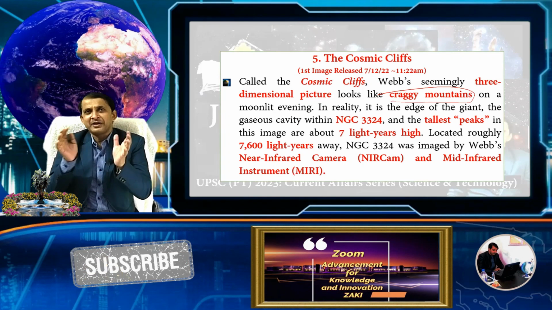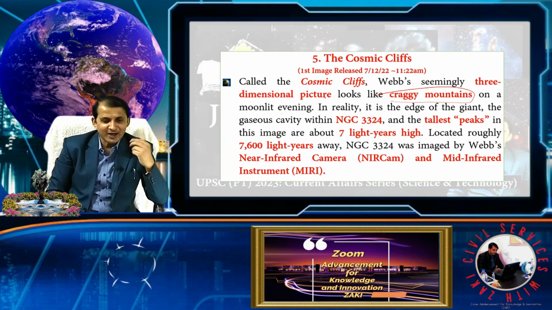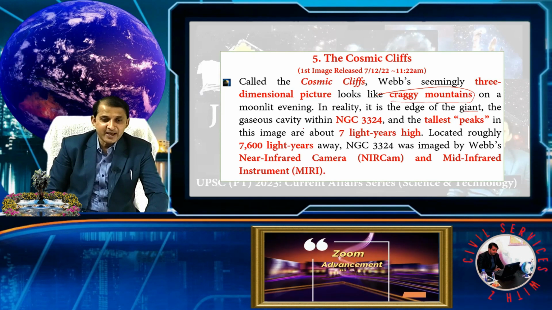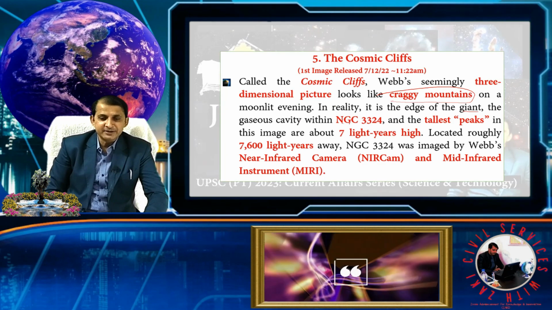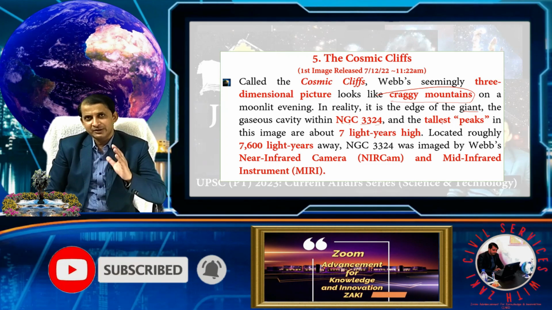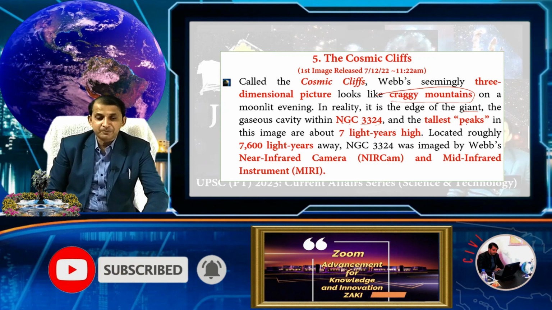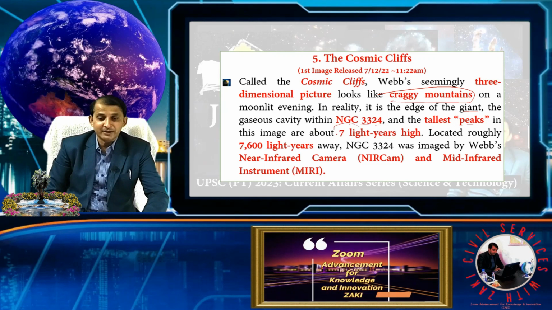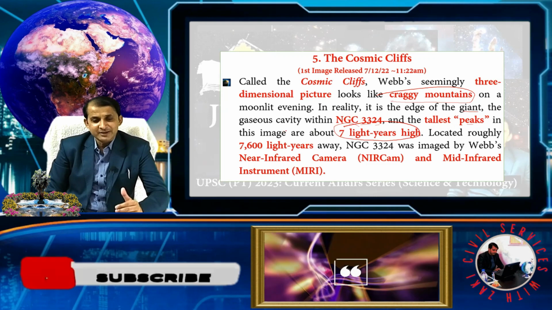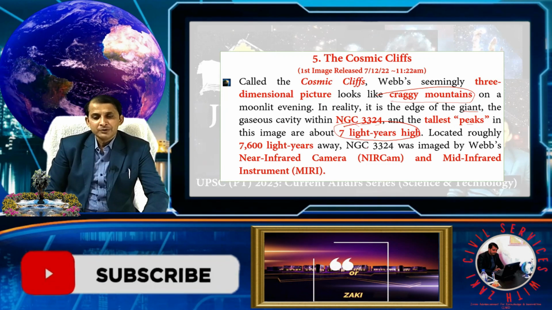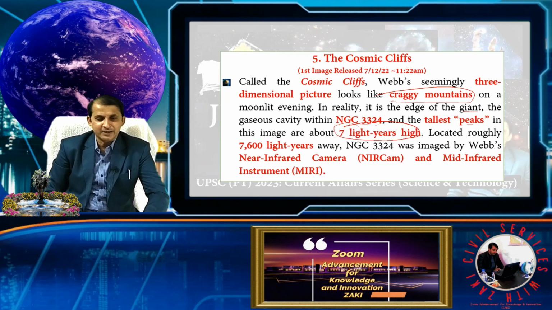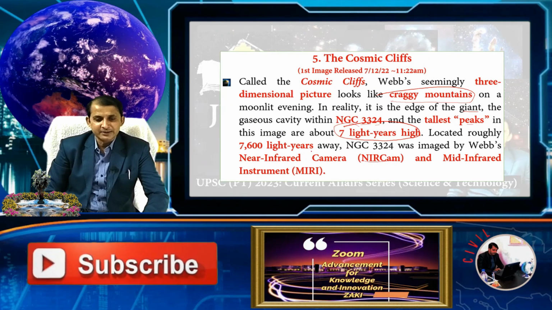It looks like a craggy mountain on a moonlit evening, but in reality it is the edge of a giant gaseous cavity within NGC 3324. In the picture, the tallest peak is about 7 light years high, located roughly 7,600 light years away. It was imaged by Webb's two cameras: one is NIRCam and the other is MIRI.